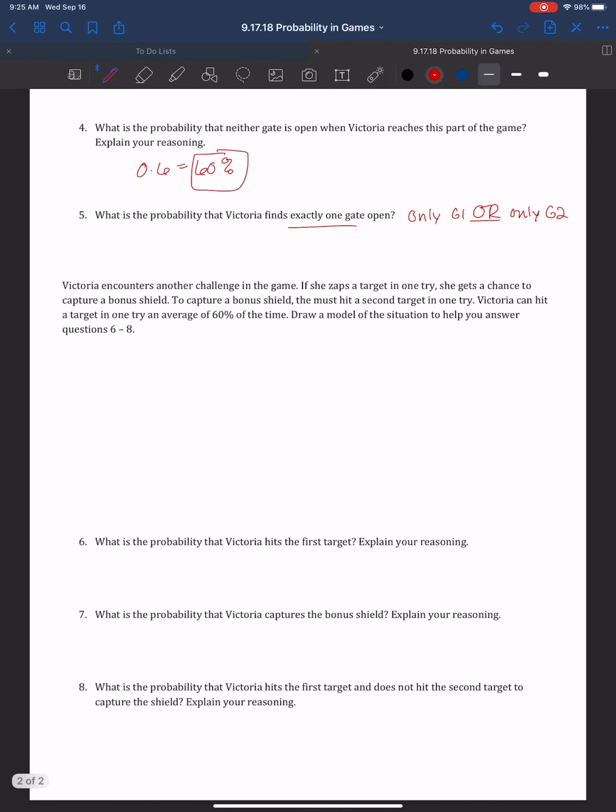So only gate 1 is 0.1. Only gate 2 is 0.2. And the word or means addition, right? So we've got 0.1 plus 0.2, which equals 0.3, or 30%. So we have a 30% chance of exactly one gate being open.